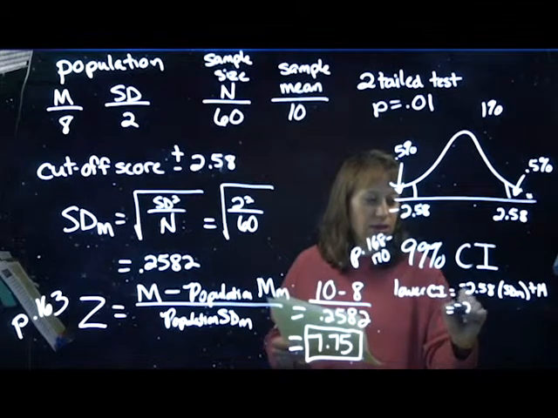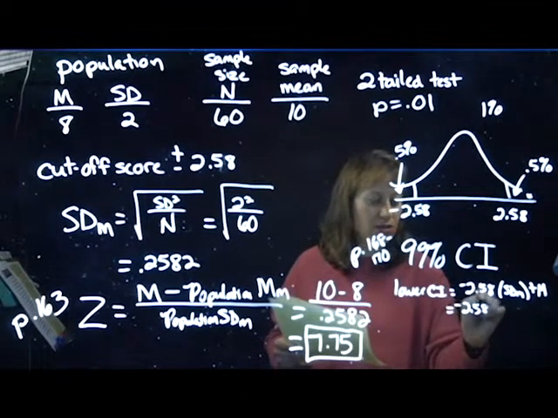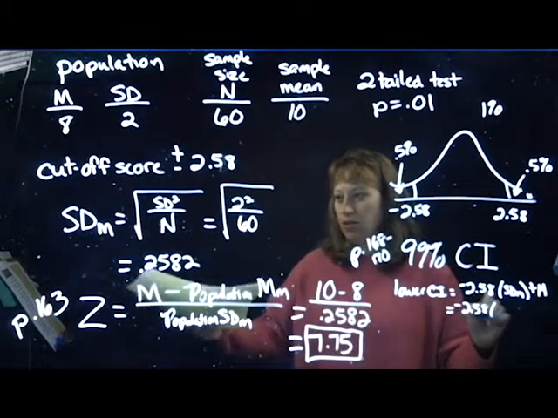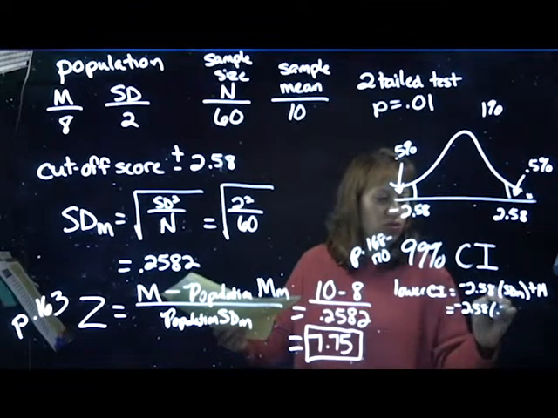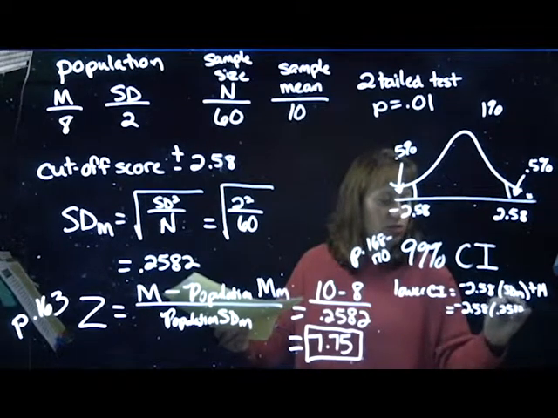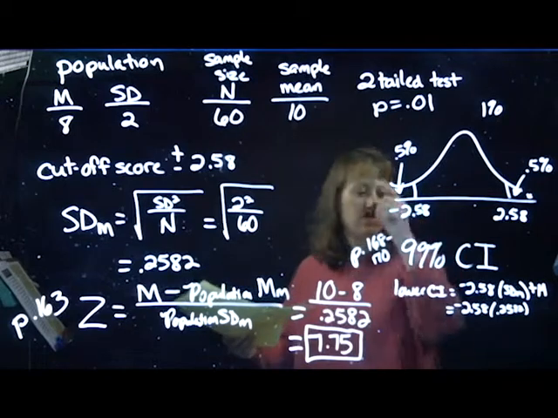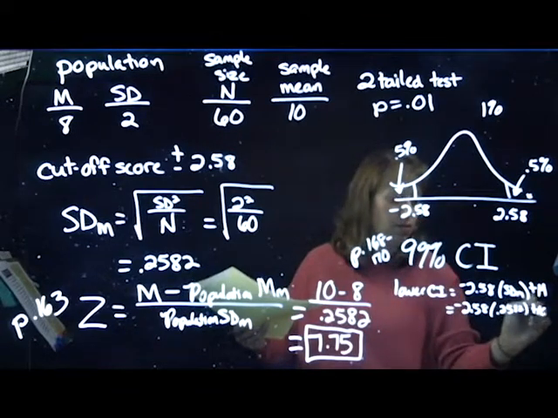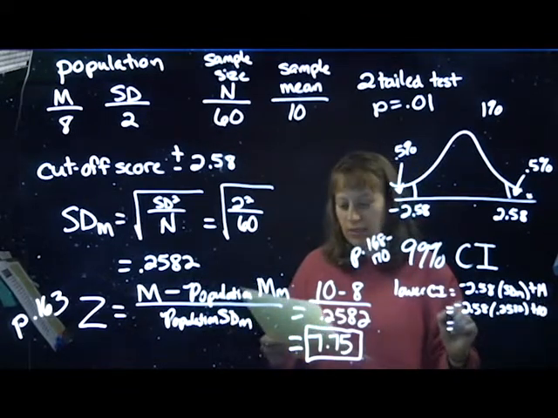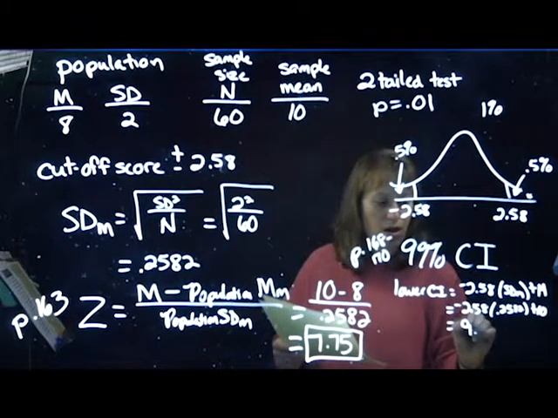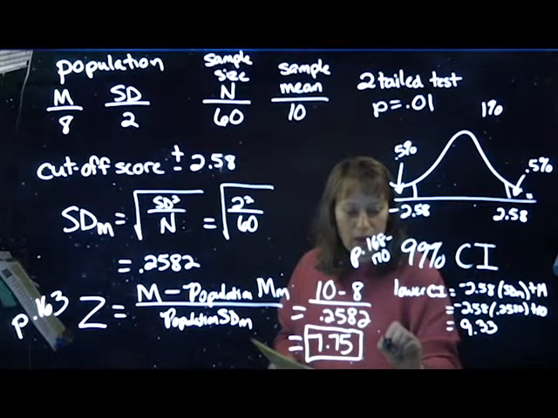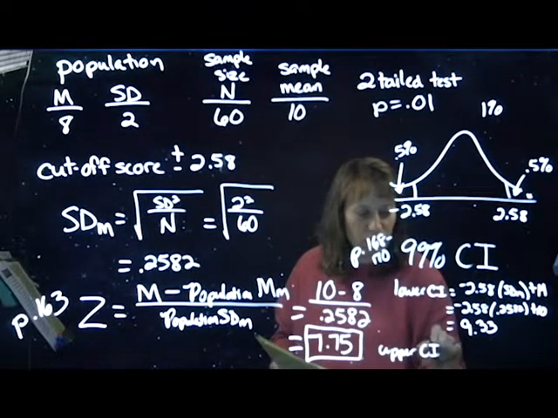So this is minus 2.58 times 0.2582 plus our sample mean of 10. And this gives us a value of 9.33. Let's go ahead and calculate our upper confidence interval.